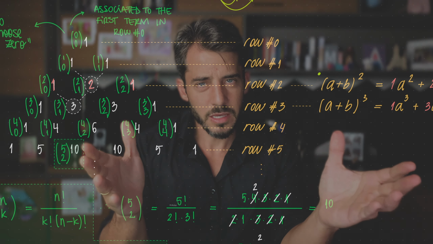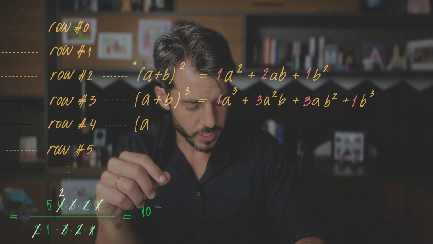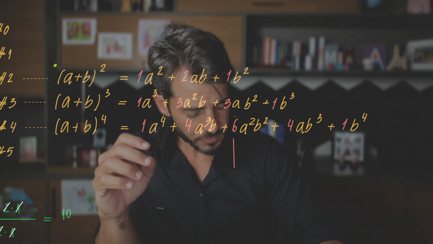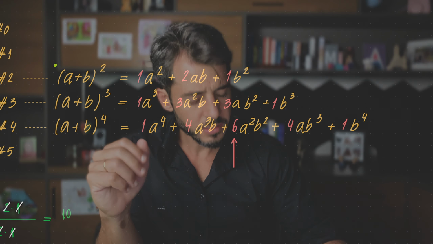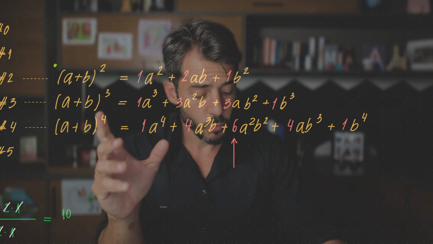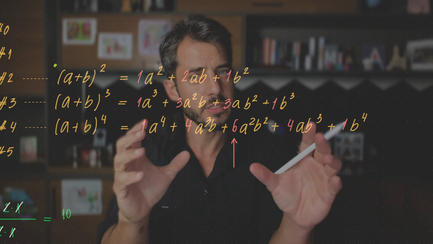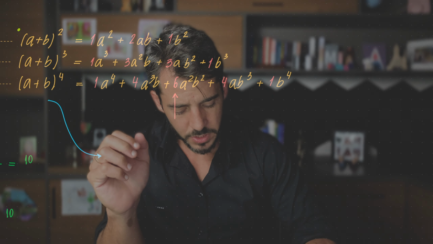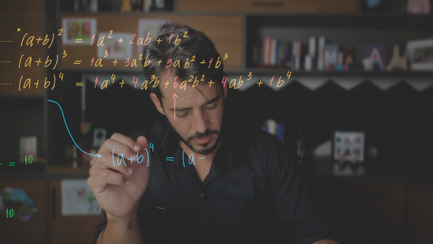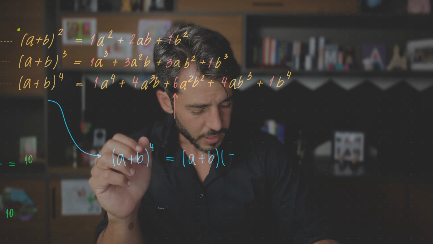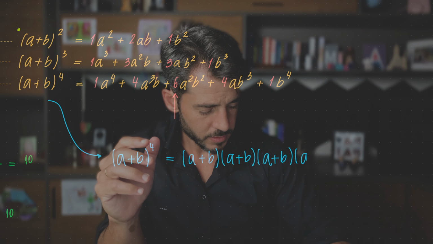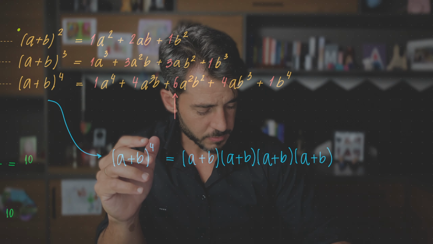Why is it the case that when expanding, for example, a plus b to the 4th power, we have 6 different ways of choosing 2 a's and 2 b's? Well, we can see that if we draw a small diagram. So what is a plus b to the 4th? This is a plus b times a plus b times a plus b times a plus b.